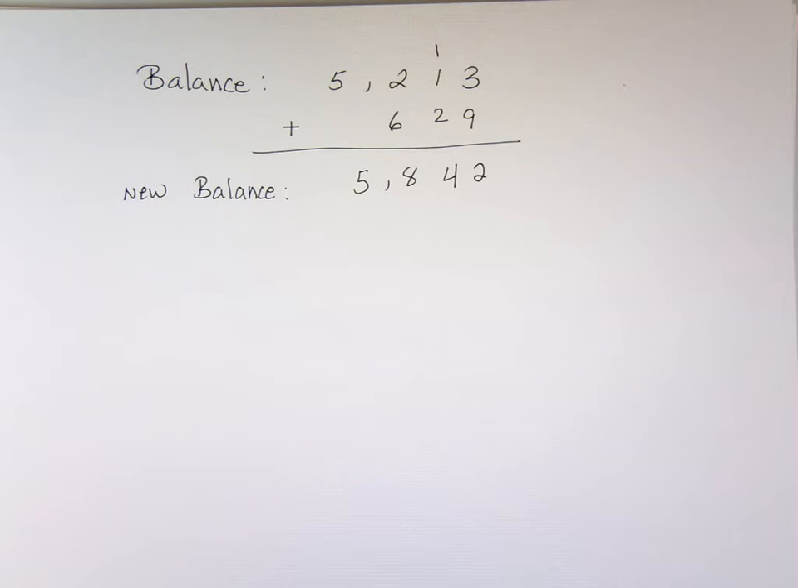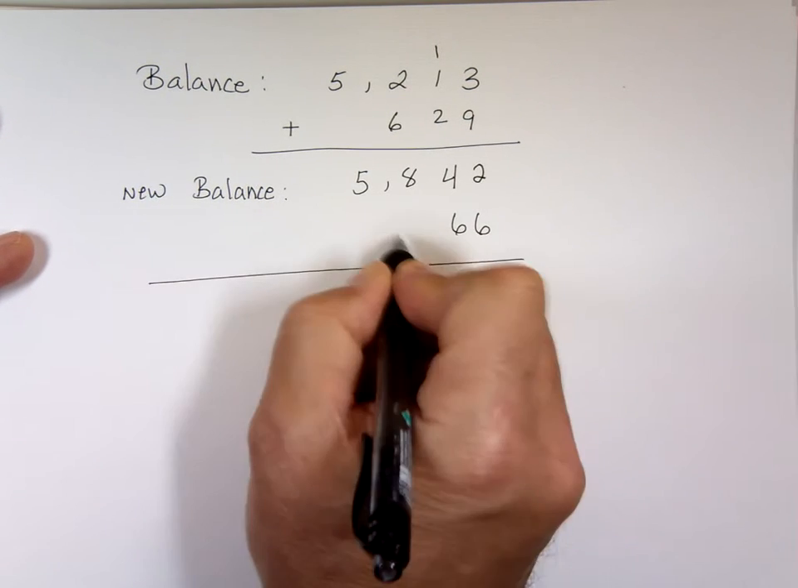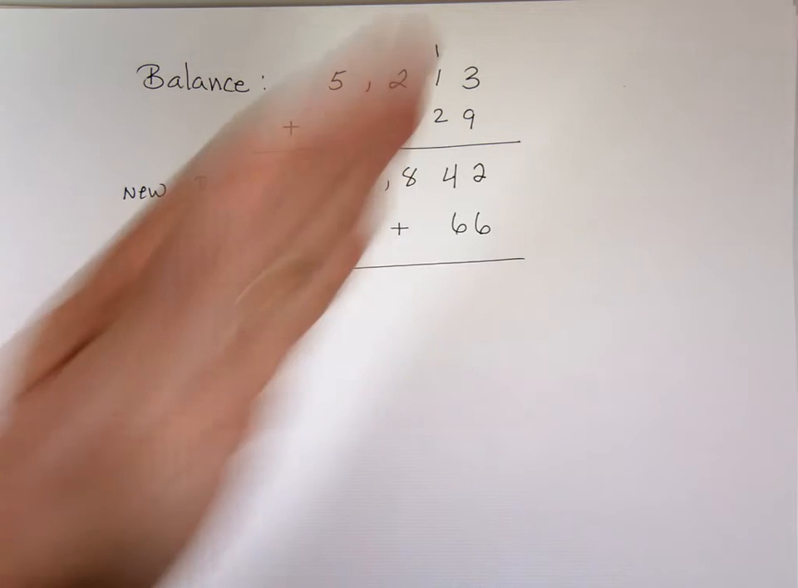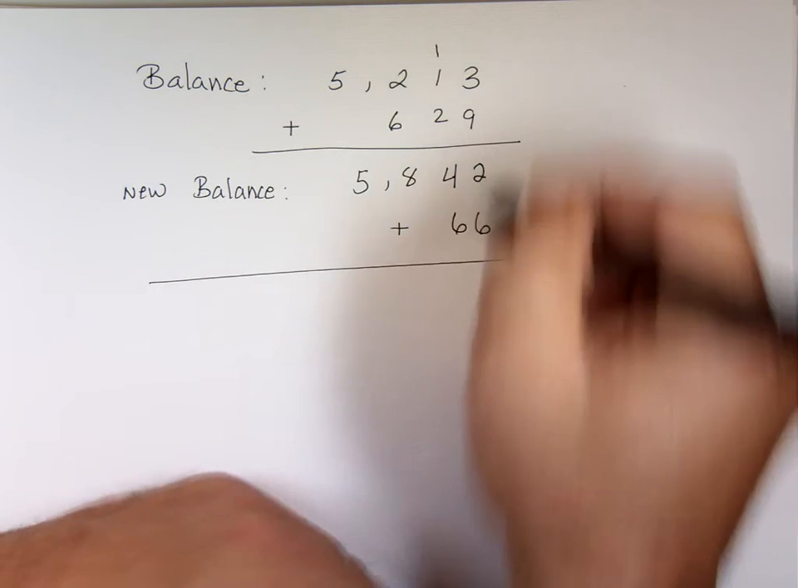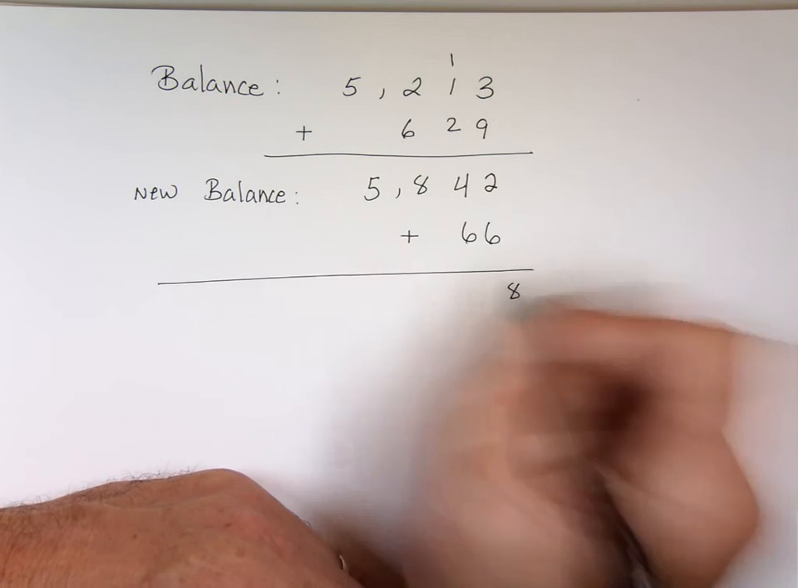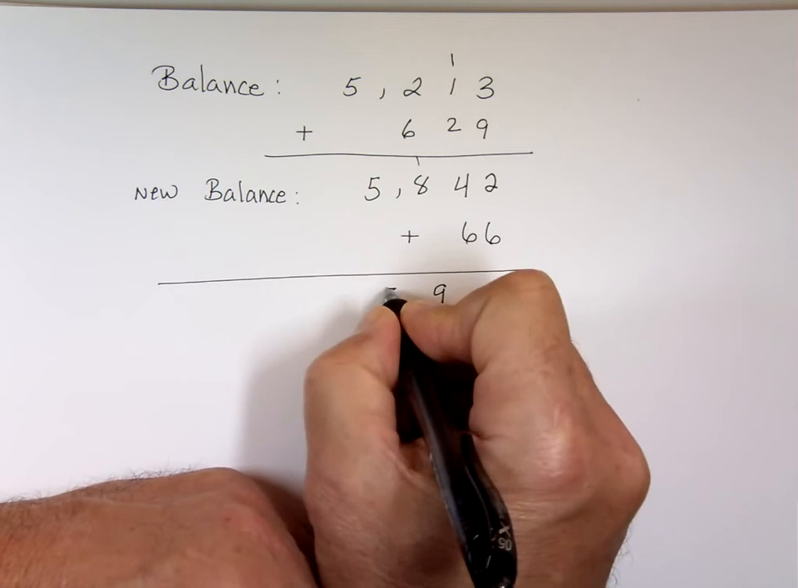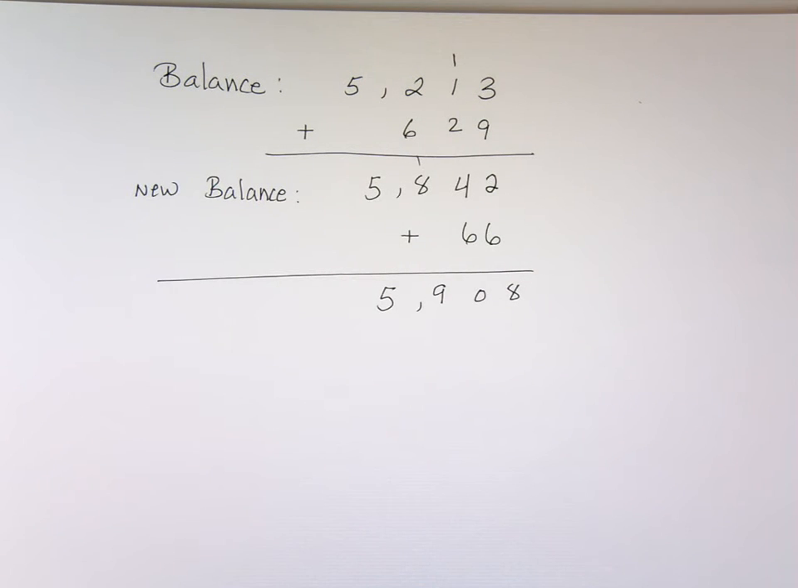Let's say you had some scratch tickets with you. You go, can you check these scratch tickets for me? They check the scratch tickets. Guess what? You won $66. So let's add that. Take the money and add that to your balance. If you have 66, again, notice how I line them up. 2 and 6, 8, 4 and 6, 10, 0 carry 1, 1 and 8, 9. You have $5,908.